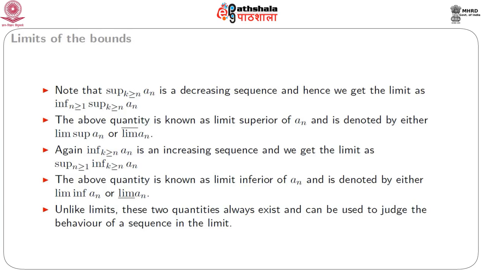and is denoted by either lim sup a_n or limit upper bar a_n. Again, the infimum of a_k, where the range of the infimum is k greater than or equal to n, is an increasing sequence, and we get the limit as the supremum with range n greater than or equal to 1 of the infimum of a_k, where the range of the infimum is k greater than or equal to n. The above quantity is known as the limit inferior of a_n and is denoted by either lim inf a_n or limit lower bar a_n. Unlike limits, these two quantities always exist and can be used to judge the behavior of a sequence in the limit.